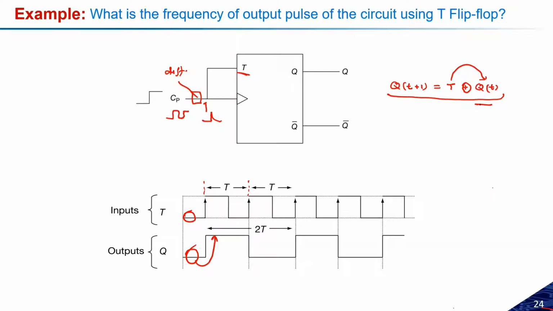And so similarly, after considering these things, you will get something like this. So what is the Q(t+1)? That simply is nothing but the XORing of Qt and the T. Okay, so the Q(t+1) depends on this one.